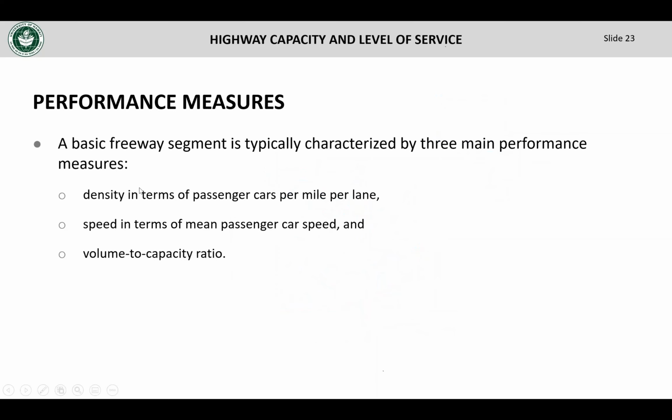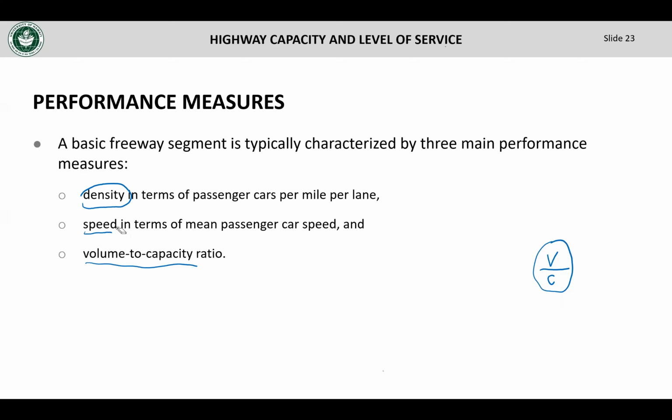A basic freeway segment is typically characterized by three main performance measures: density in terms of passenger cars per mile per lane, speed in terms of mean passenger car speed, and volume, which for capacity analysis is typically defined as the volume to capacity ratio. So if we have a capacity and the volume is variable, instead of talking about volume, we can talk about the volume to capacity ratio. That's what that means. Even though we're saying density defines the level of service, you're going to see soon that once you know the density, you also know the speed, and you would also know the volume to capacity ratio. So in reality, you can use any of them because they are all related, like we have seen before.